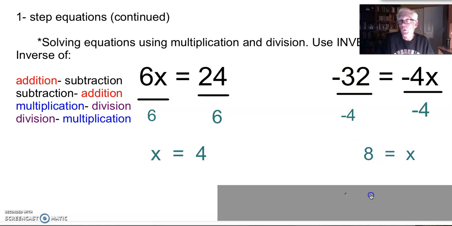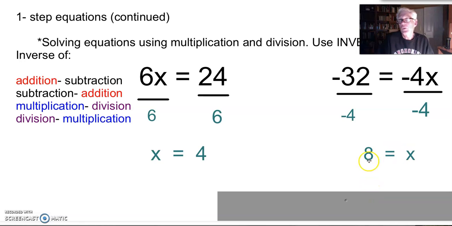And of course, we usually will write it the other way. We'll write it x equals 8. But you can read it x equals 8 that way. So to undo multiplication, you divide.